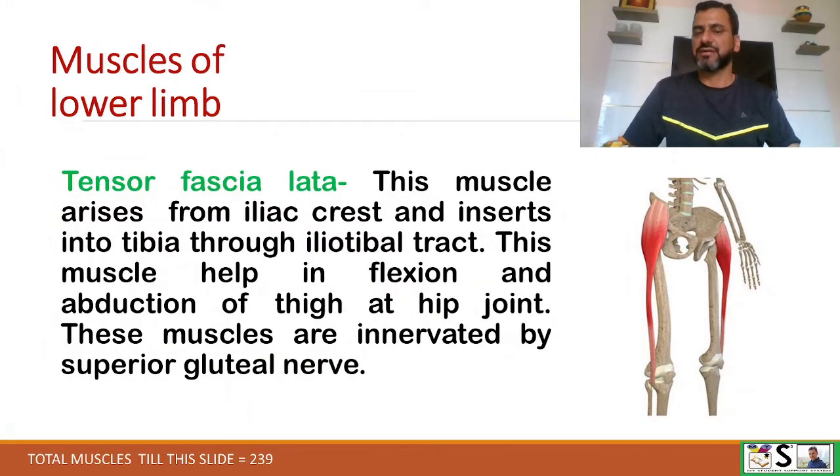Tensor fascia lata. This muscle arises from the iliac crest and inserts into tibia through iliotibial tract. This muscle helps in flexion and abduction of thigh at hip joint. These muscles are innervated by superior gluteal nerve.